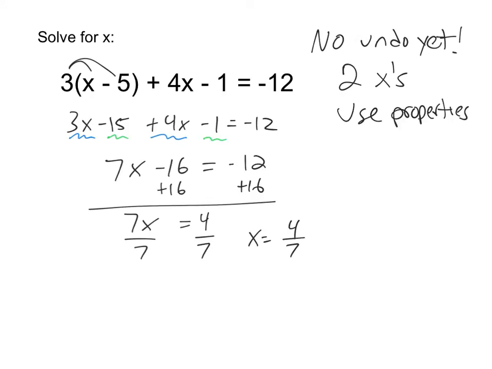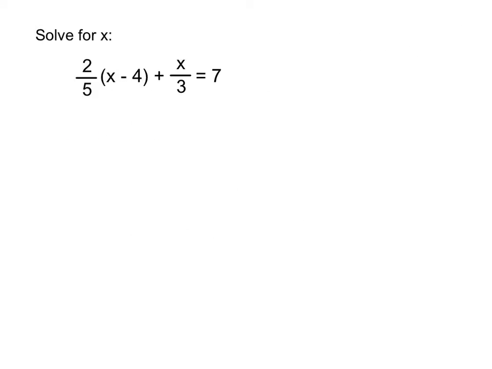Speaking of fractions, let me show you a little trick here. This is something worth noting. You look at this and you go, oh my goodness, I have so many fractions here. Well, check this out. What if we do this? I have denominators of 5 and 3, so the least common denominator is 15. So I'm going to multiply everything by 15.